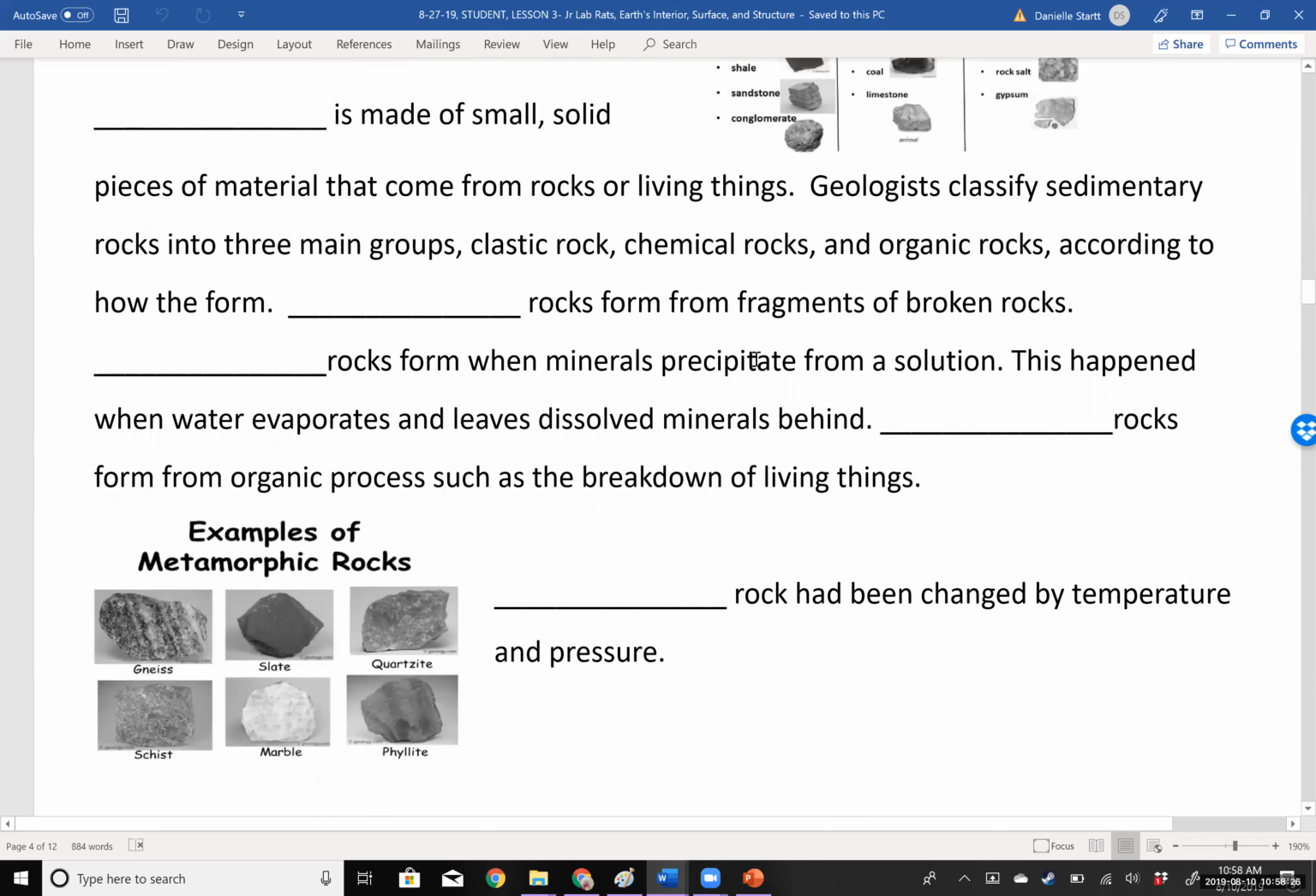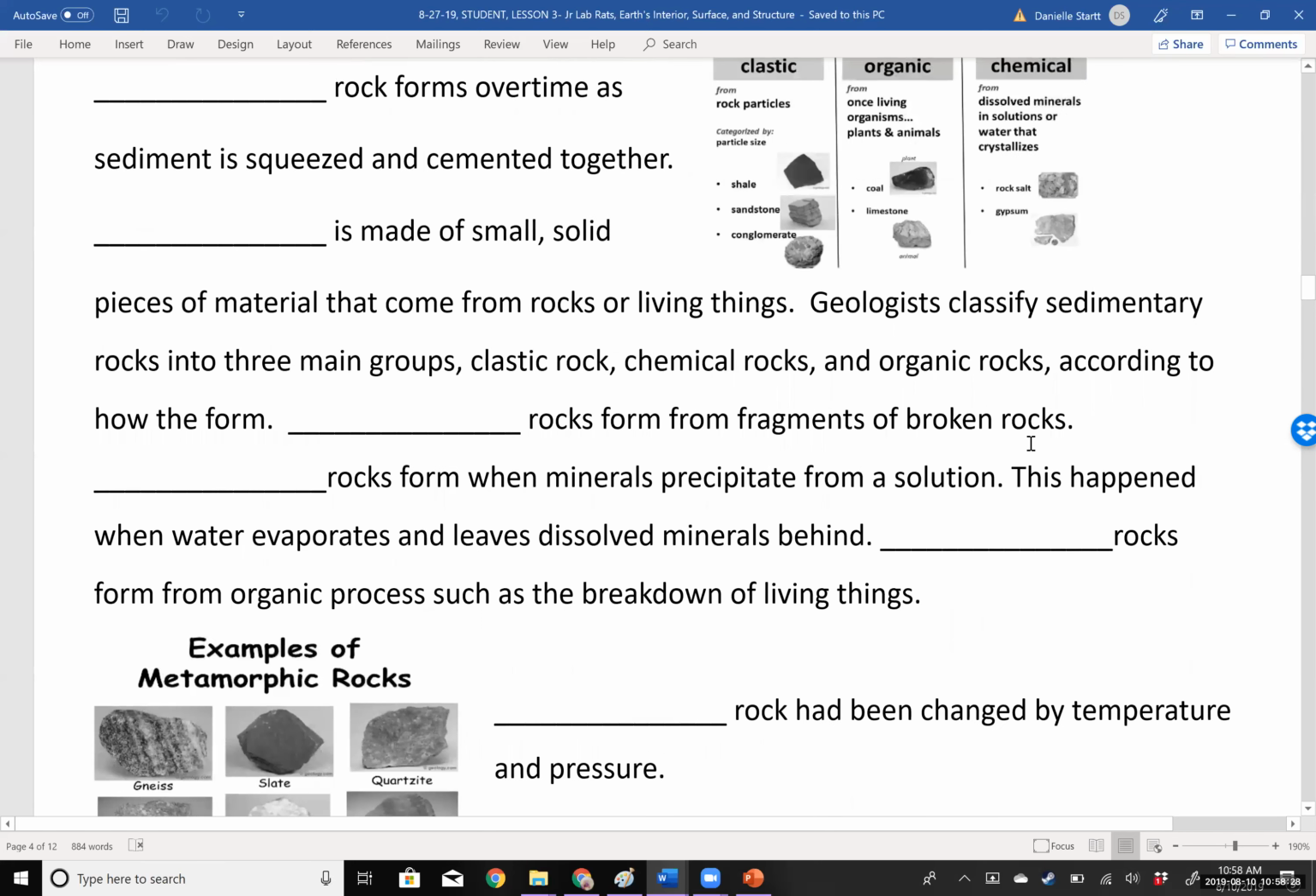Blank rocks form from fragments of broken rocks. What kind of rocks form from fragments of broken rocks? Let's see, we've got clastic, organic, and chemical. It says clastic form from rock particles, organic form from once living things, plants and animals, and chemical form from dissolved materials or in solutions or water that crystallize. So blank rocks form from fragments of broken rocks.